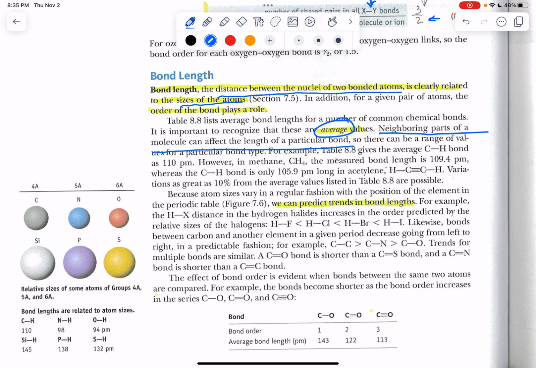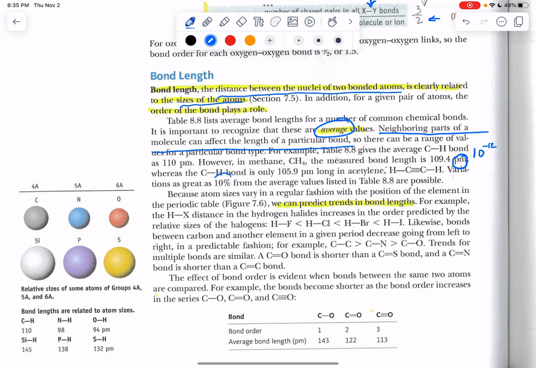Typically these days we measure our bond lengths in picometers. Remember what a picometer is. It's going to be 10 to the minus 12th of a meter. So there are a trillion picometers in a meter. 10 to the 12th is a trillion.